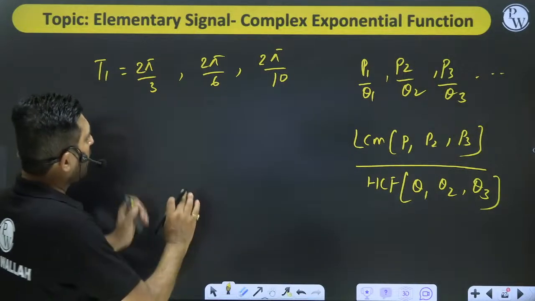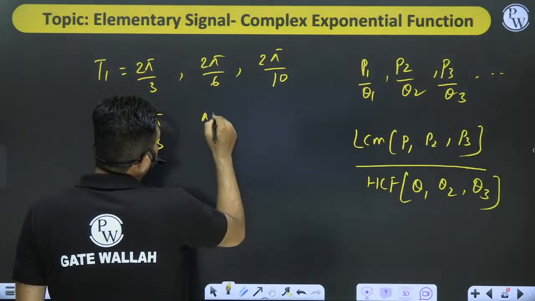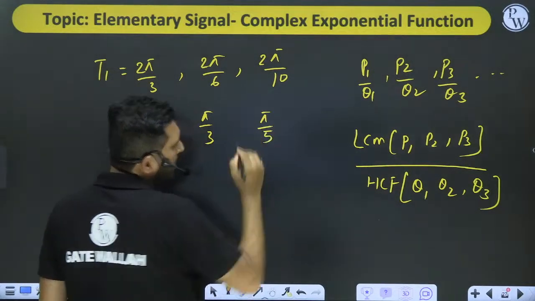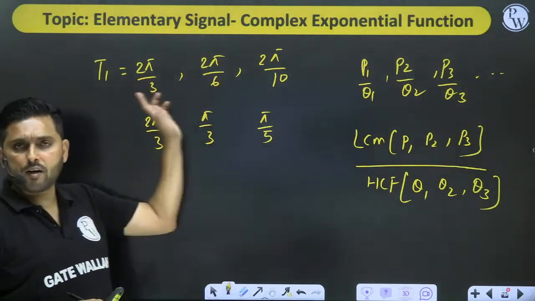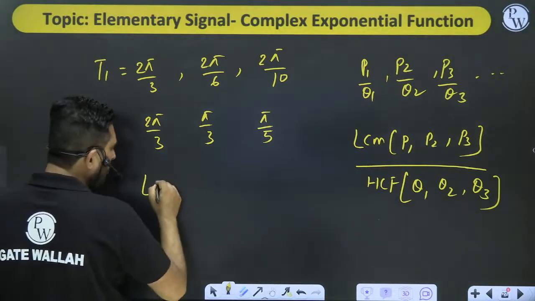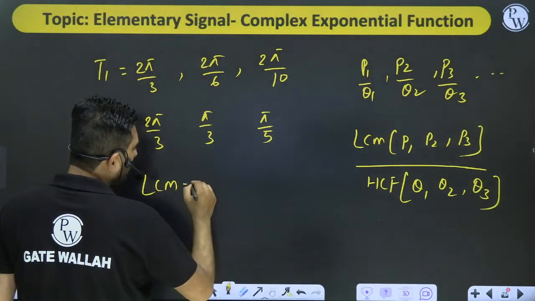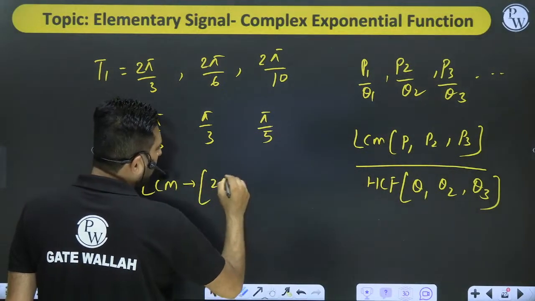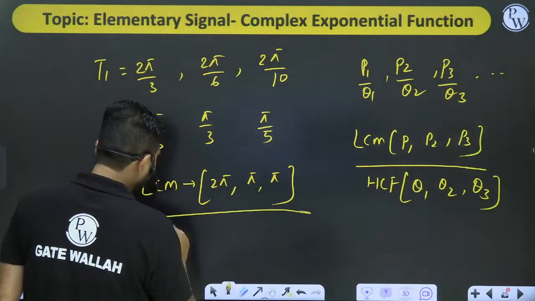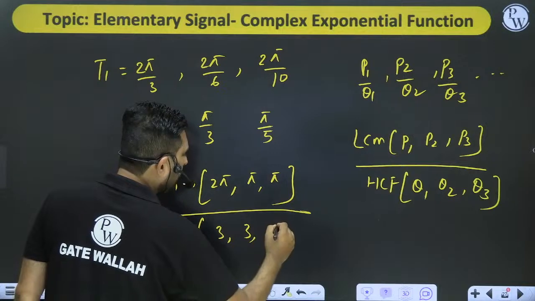But in reduced form. Mind it that this should be 2 pi by 3. So it is a pi by 3. It is pi by 5. Remove the common factor first. Now what is the LCM of two pi, pi and pi? And what is the GCF of 3, 3, 5?